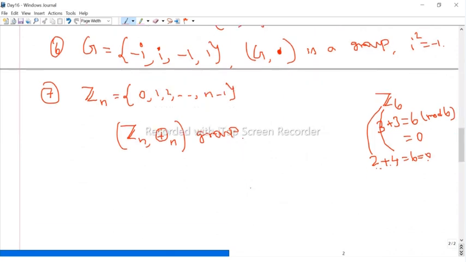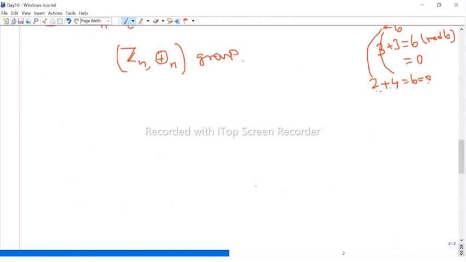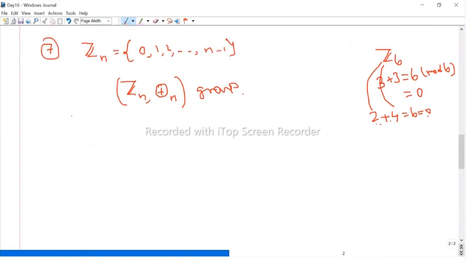Another important group is the set of all bijective functions. Suppose we take any set. Let X be any non-empty set.